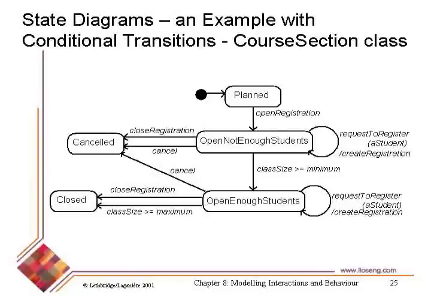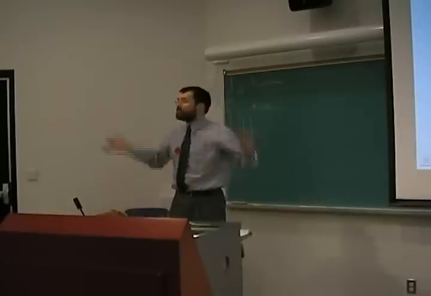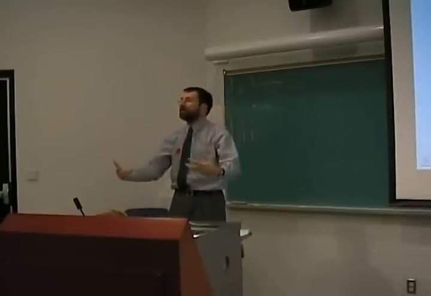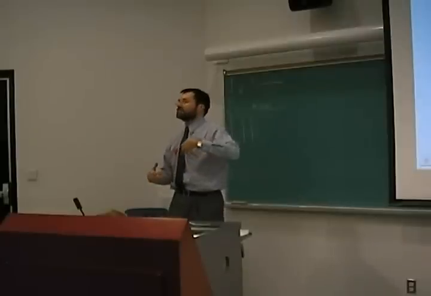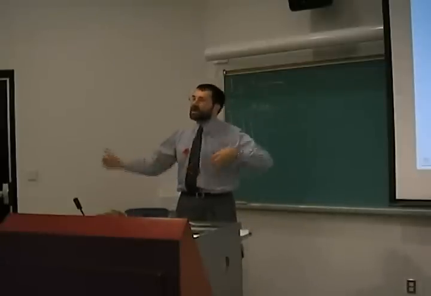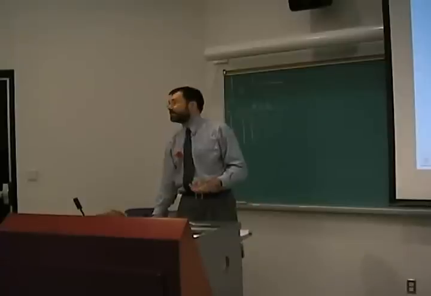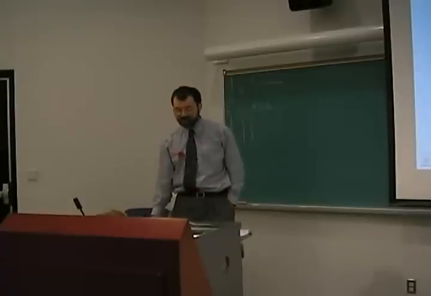Another piece of behavior that is different is class size greater than or equal to maximum. If we get to the maximum number of students we can accept in the course, we'll also go to closed automatically. Whereas close registration is something that is done by a human being or by another part of the system, a button press or some kind of timing mechanism. A signal is sent to close registration. Class size greater than or equal to maximum is a condition that automatically triggers the change of state and is evaluated every time anything happens in the state. So the state diagram itself will automatically cause a transition to closed here.